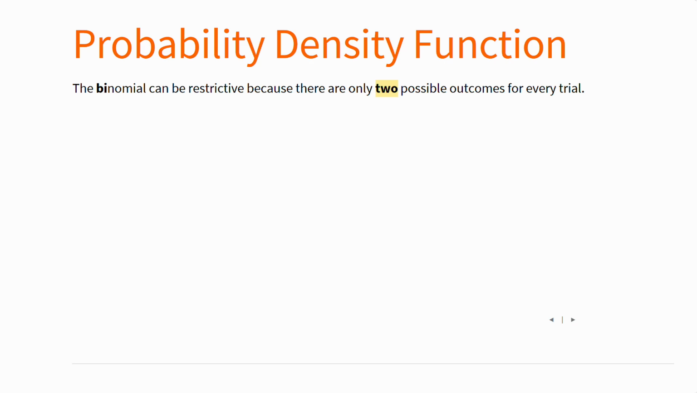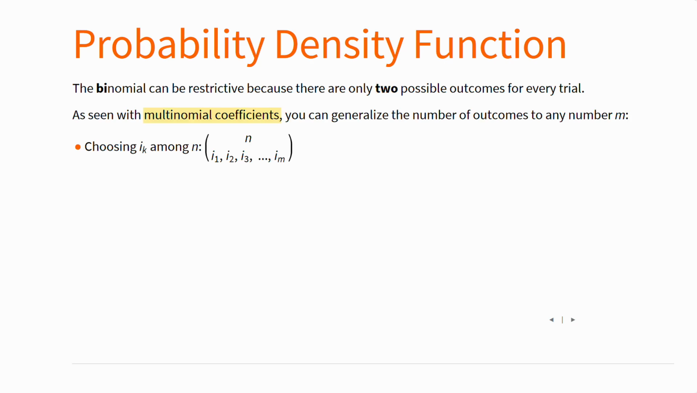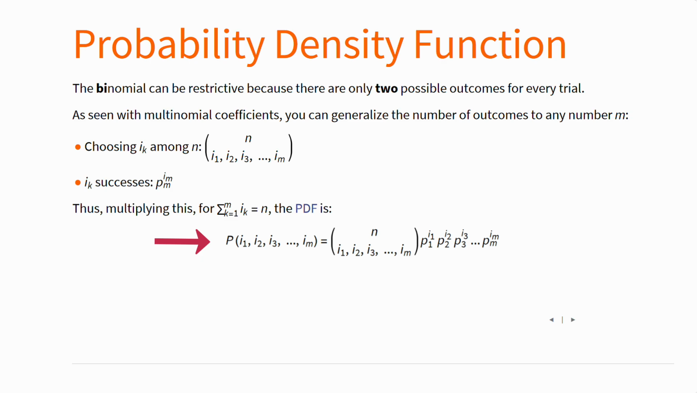The binomial distribution is restrictive because it's limited to two outcomes. But naturally, choosing in more than two categories results in a multinomial coefficient. Then, for a given category, the probability of getting it i times is the probability of selecting that category power i. If you repeat this for all categories, then you obtain the PDF.